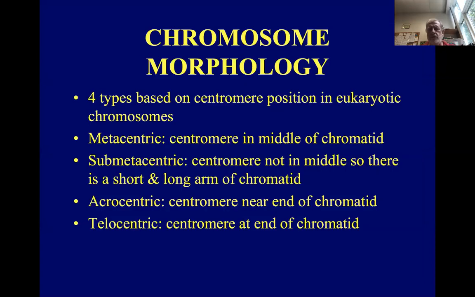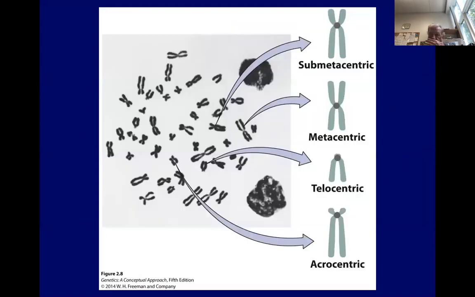Chromosome morphology: there are 4 types of chromosomes based on the position of the centromere along the chromatid. If the centromere is right in the middle of the chromatid, it's referred to as a metacentric chromosome, like the second from the top. If it's slightly off-center, yielding a distinctive short and long arm of the chromatid, it's submetacentric. If it's close to the end, but not quite at the end of the chromatid, it's called acrocentric. And if it's at the end of the chromatid, yielding a one-armed chromosome, it's called a telocentric chromosome.